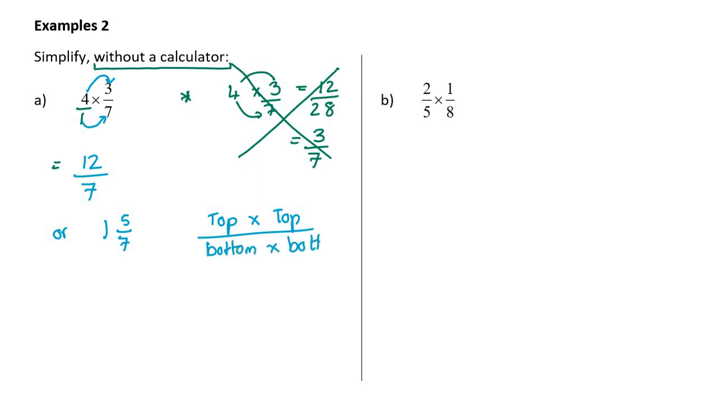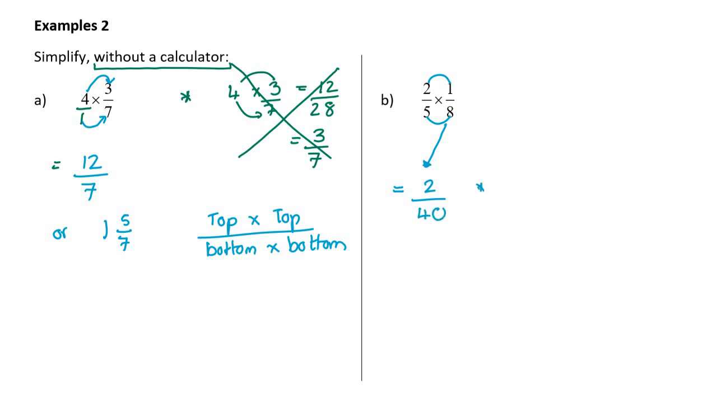So let's look at B. Now in question B, I'm going to show us 2 methods. So the first method is, let's do top times top, bottom times bottom. So 2 times 1 is 2. 5 times 8 is 40.